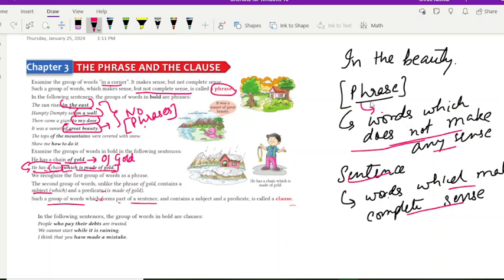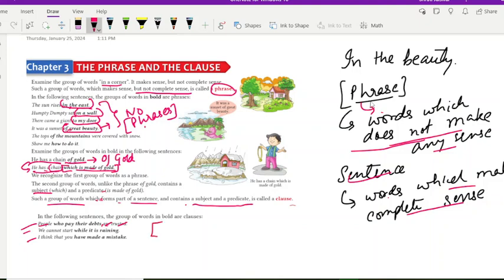Such a group of words which forms a part of a sentence and makes a complete subject and predicate is called a clause. See, for an example, take these three sentences. People who pay their debts are trusted. Now, if we remove these words, people are trusted. If we remove this, we'll get a sentence: who pay their debts.